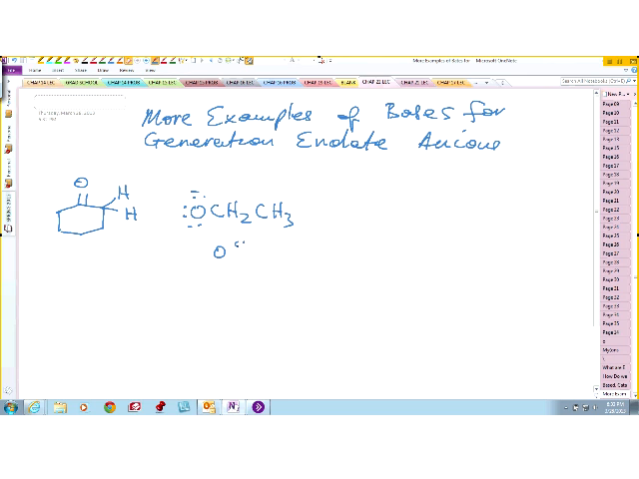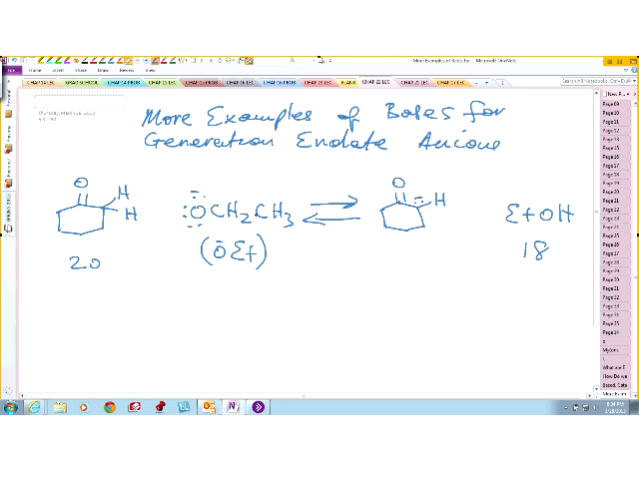We could use the ethoxide. Subsequently you will see me just write this: Et stands for ethyl. We use the ethoxide. In this case, you now form ethanol. The pKa for this is about 18, and the pKa for this is about 20. So the reaction goes slightly to the left, but all we need for the most part is just some equilibrium. As long as you generate your enolate anion, you will use the other reaction to drive the process. So we could use ethoxide.